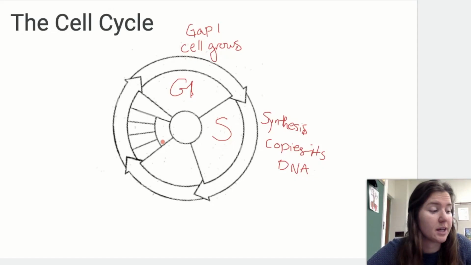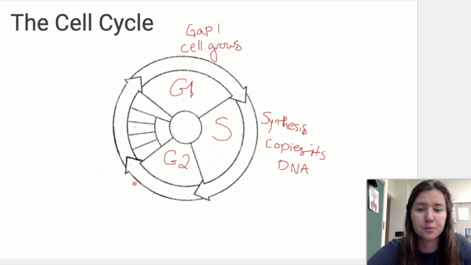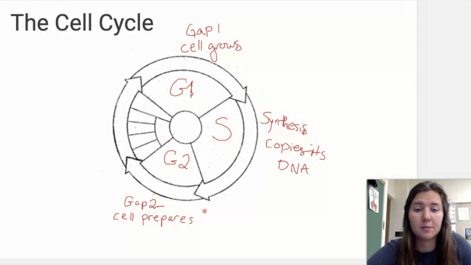The next phase is called G2, or gap 2. And this is when the cell prepares to divide. The cell is about to divide, and so it gets ready.